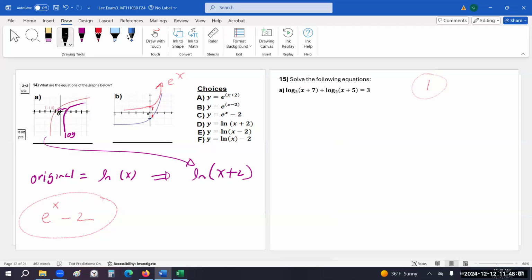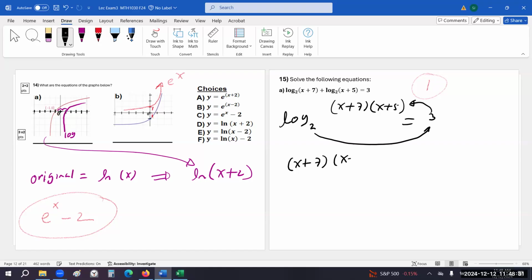Solve the log function. And you cannot solve until you combine 2 logs into 1 log. So log base 2 of (x plus 7)(x plus 5) equals 3. And then you're stuck because you don't know how to work with log, but you do know how to work with exponential. So we convert this into an exponential function. Exponential function says it's like a cycle. The base gets the right side as a power, and we said that equals the argument.